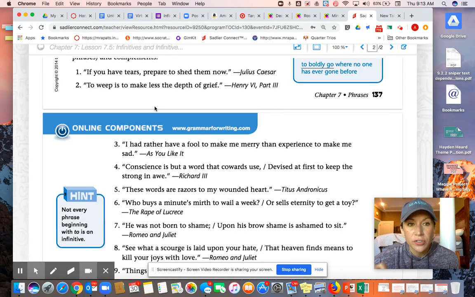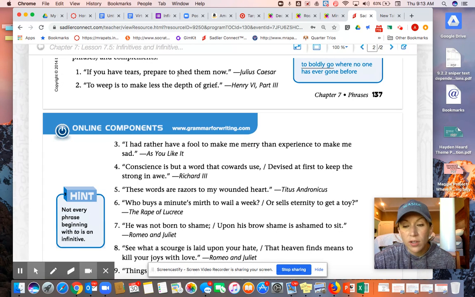Okay, so the first thing you're obviously going to look for is the word to. Well, there it is, to. So now I have to decide, is that to acting as a preposition or is that to the beginning of an infinitive? Well, shed is an action verb. So to shed is my infinitive.